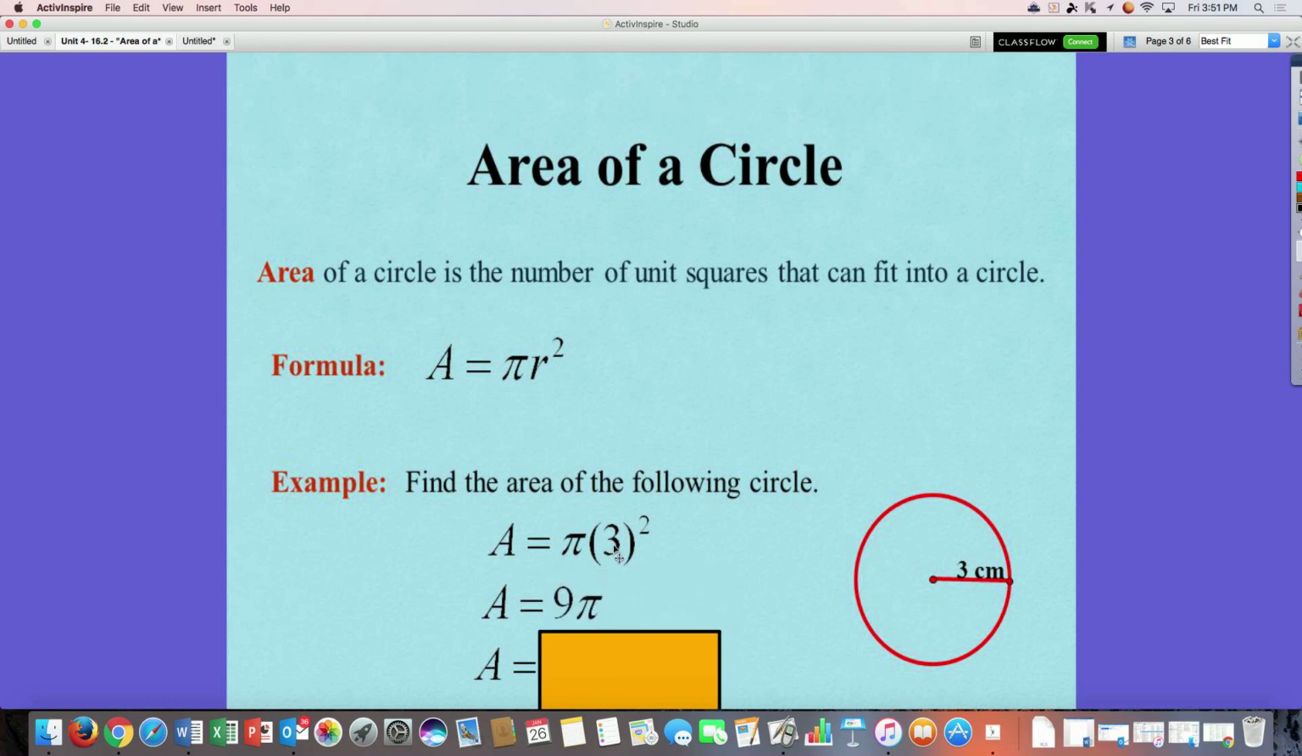So basically 3 squared is 9, right? 3 times 3 is 9. 9 times pi. Pi is 3.14. You get 28.27 centimeters squared. Remember, whenever you have your area, don't forget to square the area. What? All right, that was an easy one.